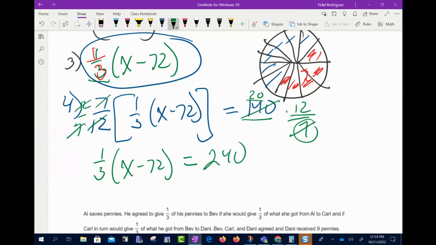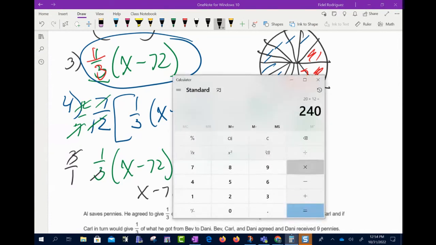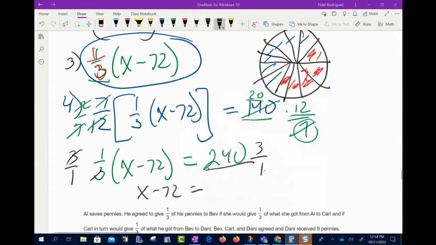Okay. Now I have to get rid of the next fraction. It is a 1/3. How do I get rid of a 1/3? I multiply by 3 over 1. Okay. So that 3 and that 3 are going to cancel. I have an x minus 72. Look, y'all, 1 goes into 240, 240 times. Multiply that number by 3. That's a 720. Okay.